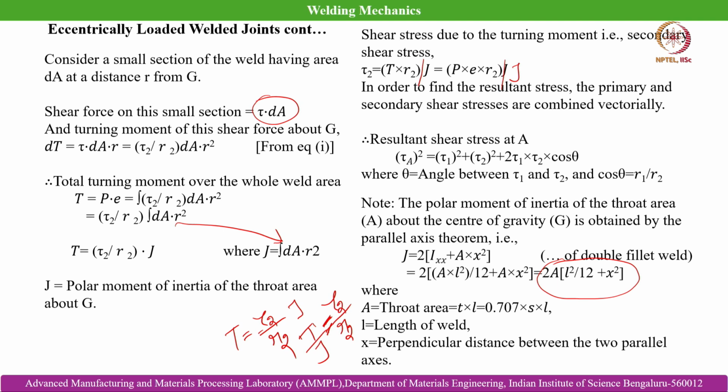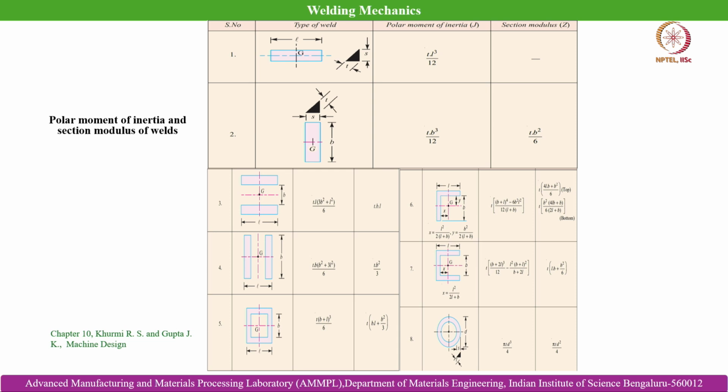From this example we can understand how we can calculate the resultant shear stress at any given point in case of an eccentrically loaded double parallel fillet weld, where there are primary shear stress and also secondary shear stress originated from the turning moment. With this we have discussed some possible configurations of the weld joint and their associated mechanics, and also this table shows, for your ease, some typical regular geometries.